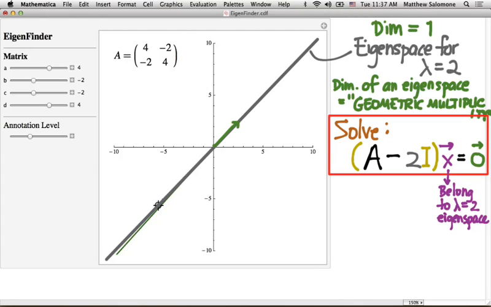So let's set up this matrix vector equation so that we can solve it. What I need to do is take A, which is 4, negative 2, negative 2, 4. There's A. And I'm going to subtract from it twice the identity matrix. Well, what's the identity matrix? In the 2 by 2 case, it's just 1, 0, 0, 1. So I want to subtract 2 times as much. So really, I'm subtracting 2, 0, 0, 2.